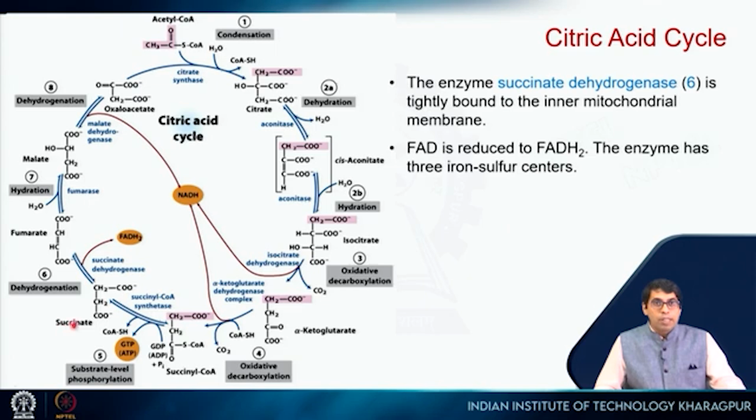So from succinate fumarate is formed, and again this is an oxidation step. So the electrons are accepted by FAD, which is reduced to FADH2. This enzyme also has 3 iron sulfur centers, right. So we have already seen one example of an iron sulfur center. This enzyme has 3 such iron sulfur centers.